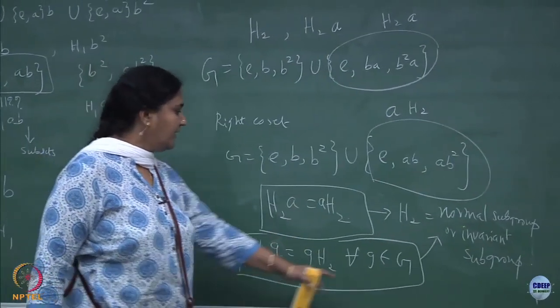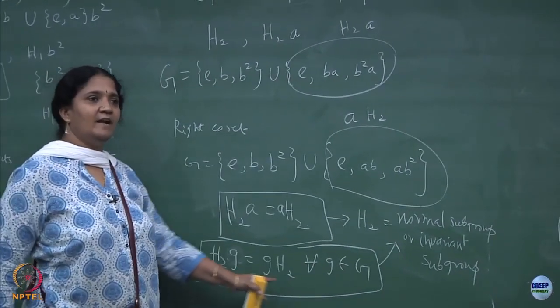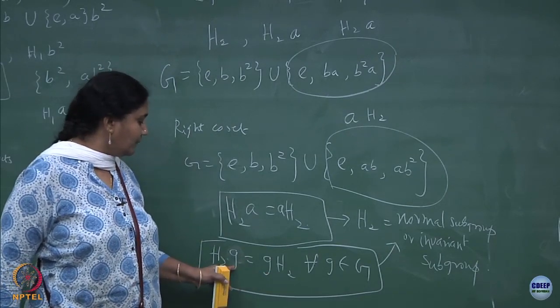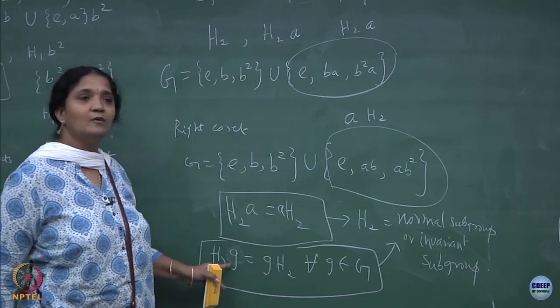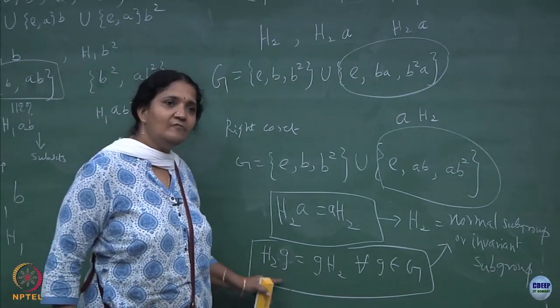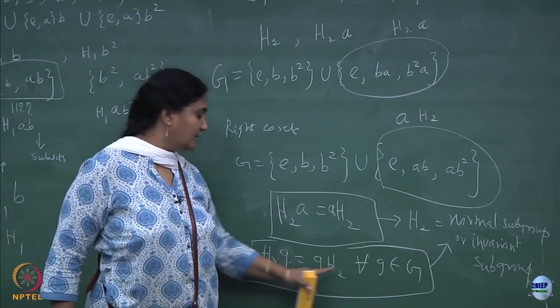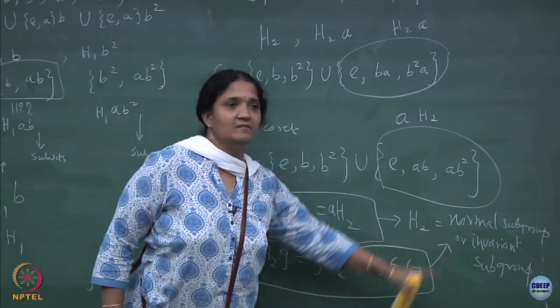But in an arbitrary group, if the left coset and the right coset, if I multiply by g, the same g has to be here, then only you can call it the coset of the subgroup multiplied by g. If the left coset and right coset give you the same set, then you call that subgroup an invariant subgroup. Good point.